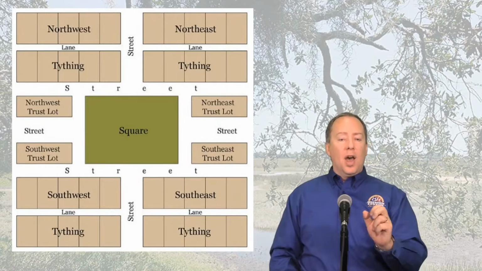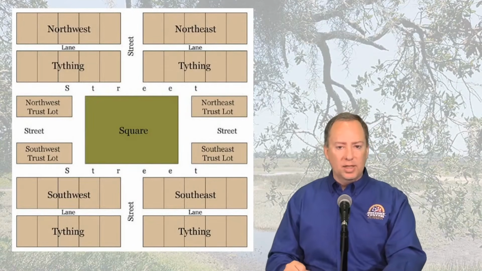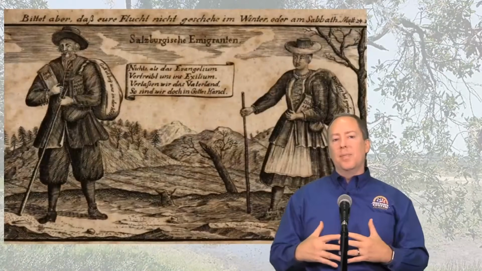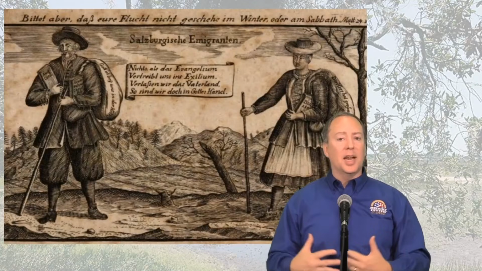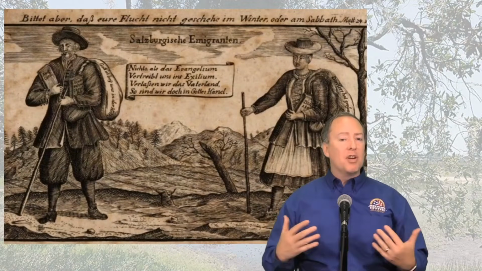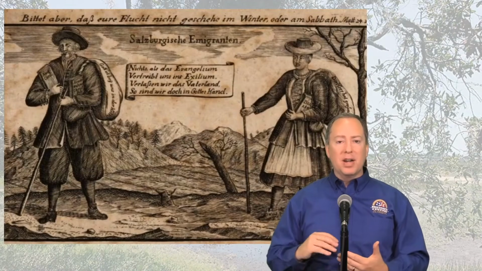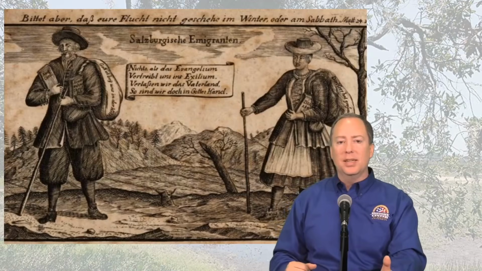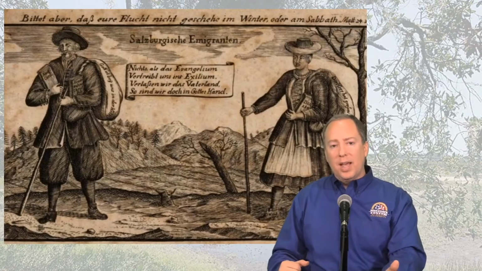Now, another one of the groups that comes to Georgia just a little bit after this are the Salzburgers. Georgia becomes incredibly welcoming of people from all different backgrounds, not only religious backgrounds. There are Jewish groups that come to Georgia, but international groups. There are Scots, there are Swedes, there are Danes, and of course English that come to Georgia. But one of the most interesting groups are the Salzburgers.